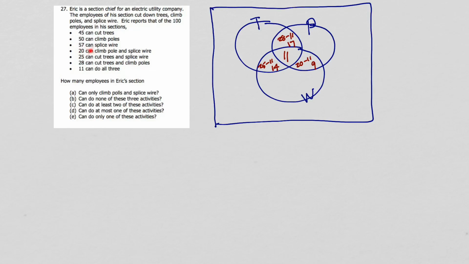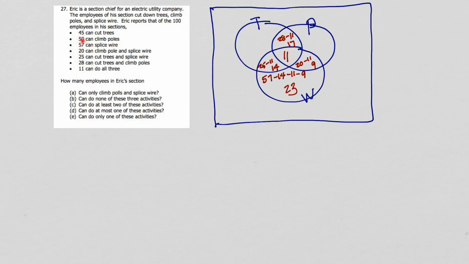And then working our way up again, we have 57 in splice wire. So now in wire, there's 57 altogether, and we've already accounted for 14 here, 11 here, and 9 here. So the number in this group right here is going to be 57 minus the 14, minus the 11, and then minus the 9, and that's going to give us 23.